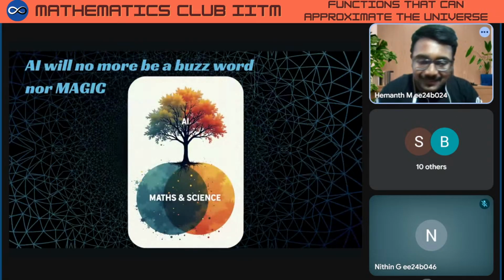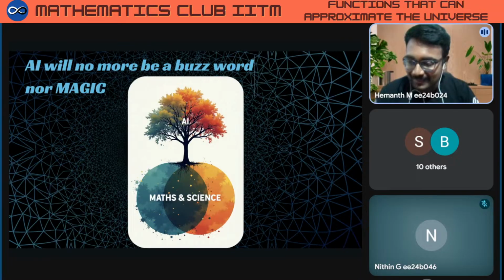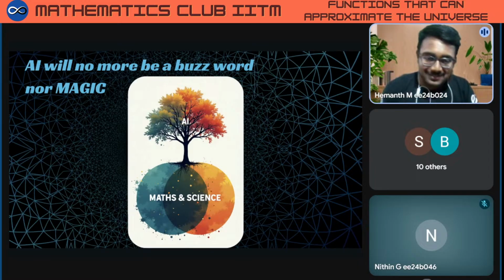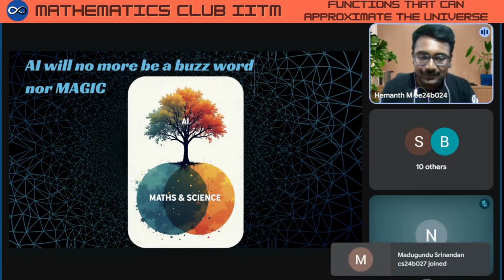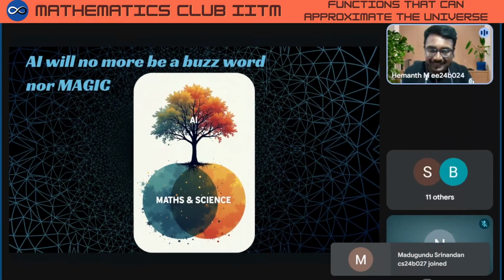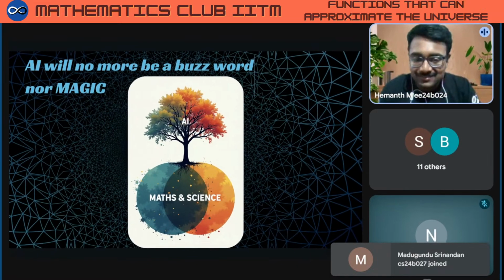So, let's start. First, let's go over the agenda of this session and then continue with the main details. By the end of the session, AI will no more be a buzzword or magic. You will be able to make more sense of this figure. For now it just looks like two circles or some Venn diagram kind of thing. You'll appreciate this figure much more by the end of this session.